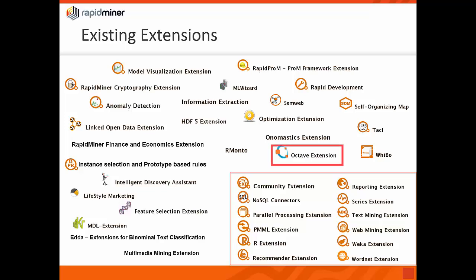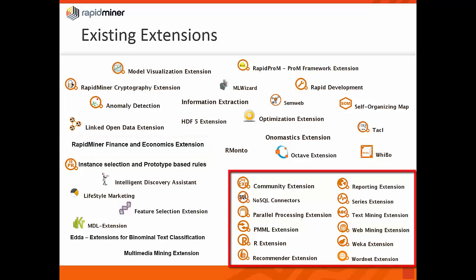Here are our existing extensions. As you see, it's really a lot. And we have here, for example, the Octave extension, which makes it possible to run Octave scripts or MATLAB scripts in your RapidMiner processes. Or we have the Finance and Economics extension, which makes it possible to get data from Yahoo Finance and Bloomberg and over thousands of other data sources for finance.